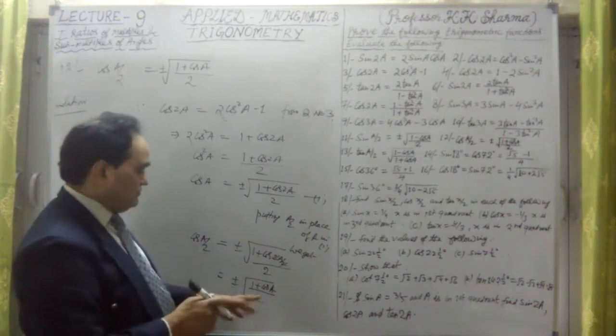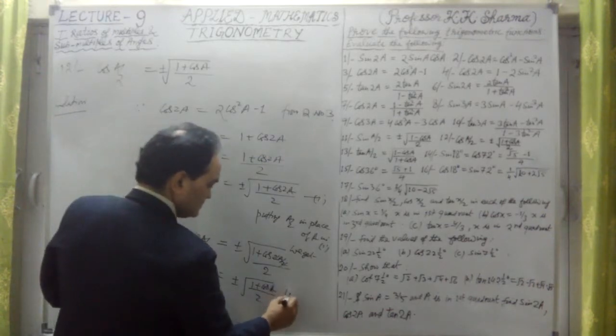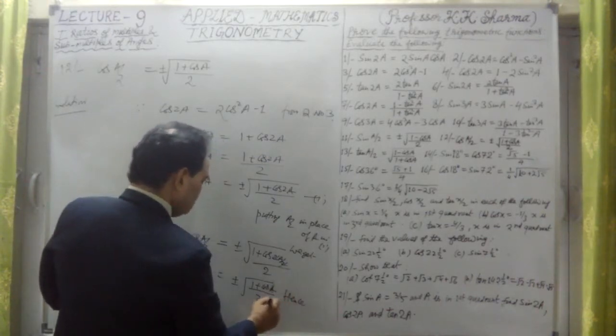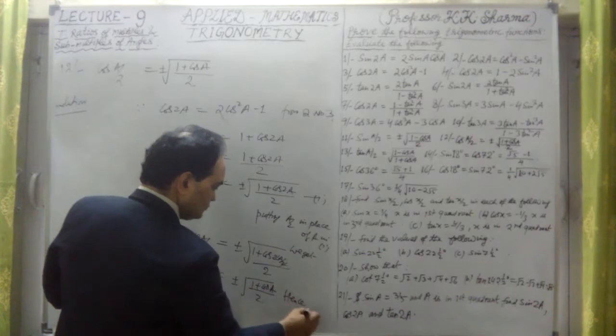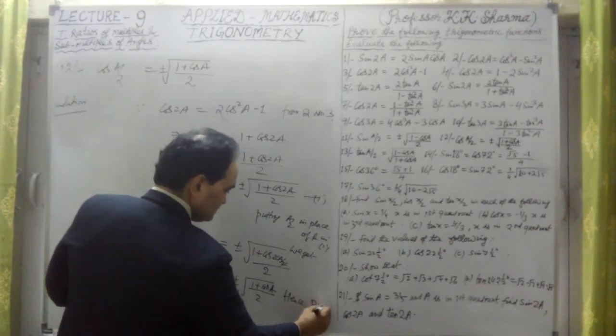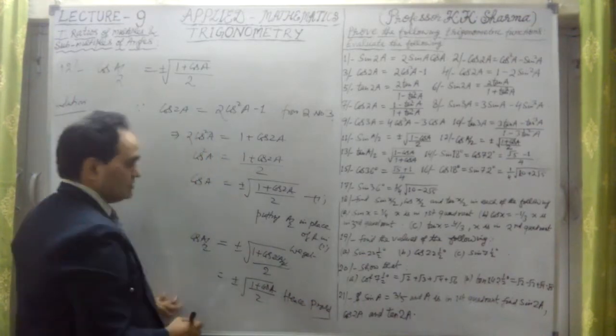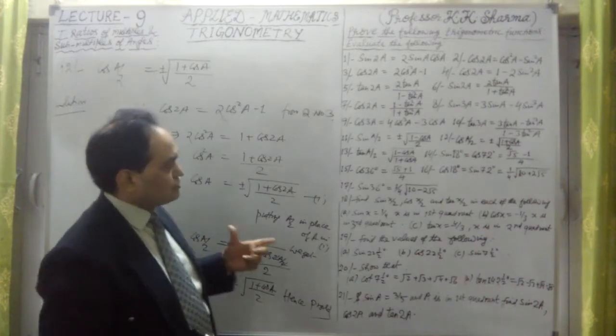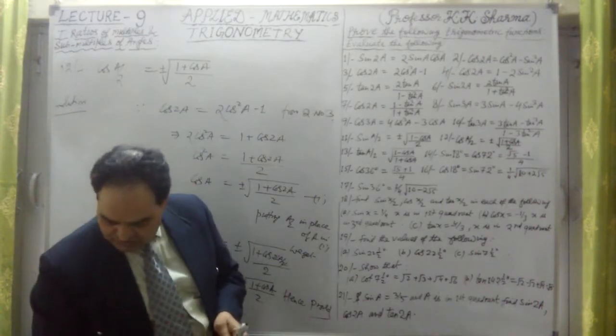That is the final answer. Therefore, cos A by 2 is equal to plus minus under root of (1 plus cos A) upon 2. Okay, so this is question number 12. Alright, let us take the next question.